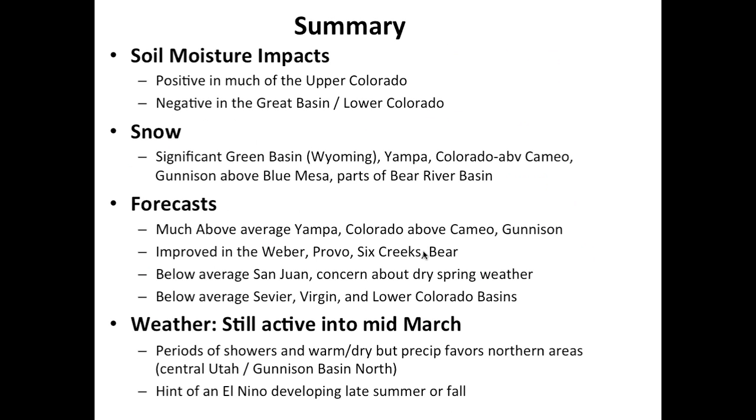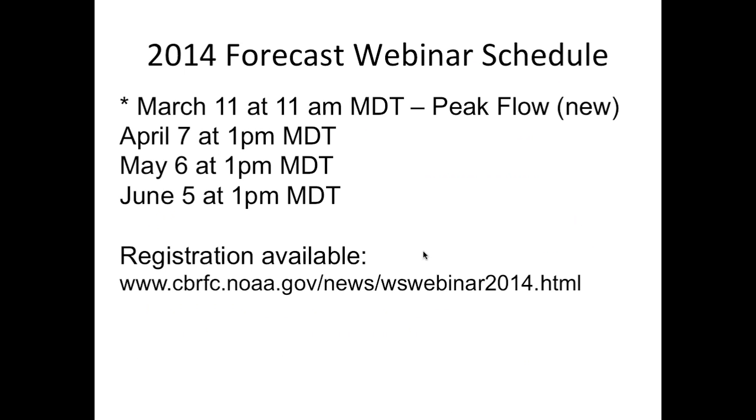So in summary, we have, again, the soil moisture conditions affecting the forecasts in the various areas I discussed. The snow situation, which is quite significant in areas of Wyoming, the Yampa, areas of Colorado, and parts of the extreme northeast Great Basin and the Bear River Basin. Our forecasts are much above average in those areas. We've improved. It's good to see us improve in the Weber, Provo, Six Creeks, and Bear. There's still a possibility to improve with additional precipitation.